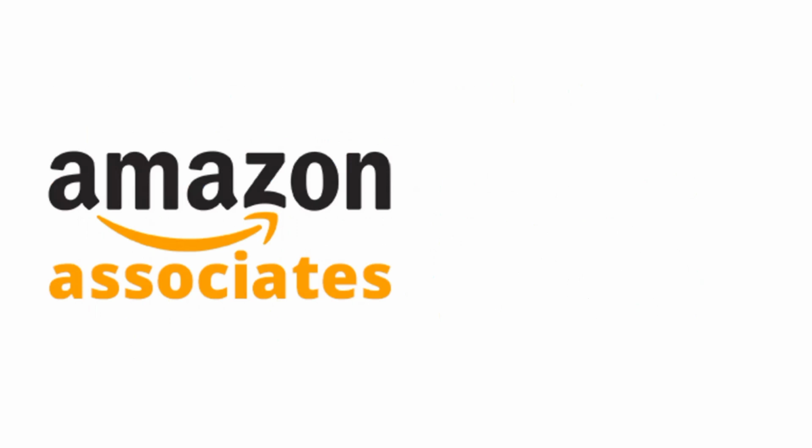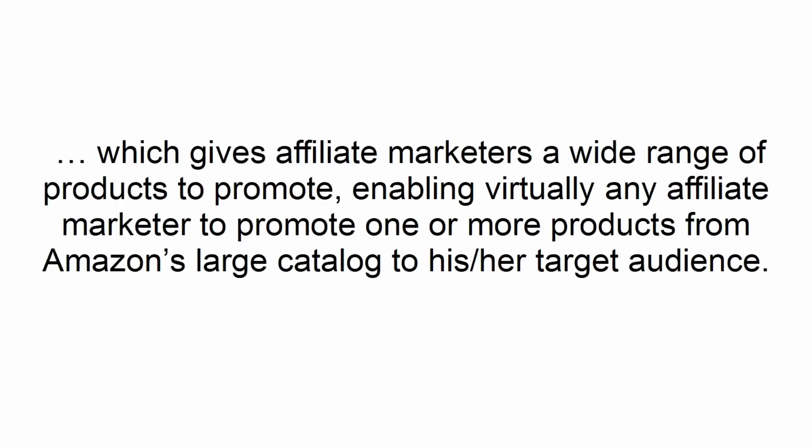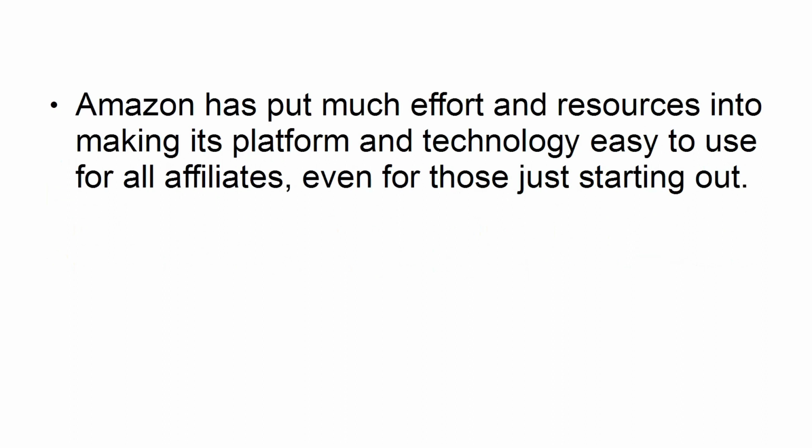Another top affiliate marketing platform is Amazon Associates. This platform has products from over 1.5 million sellers, which gives affiliate marketers a wide range of products to promote, enabling virtually any affiliate marketer to promote one or more products from Amazon's large catalog to his or her target audience. Amazon has put much effort and resources into making its platform and technology easy to use for all affiliates, even for those just starting out.